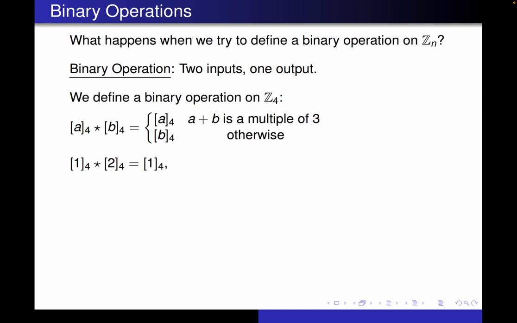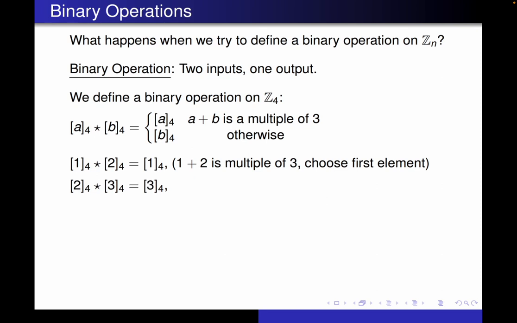Might have to think about that, but if you add the 1 plus the 2, you get a multiple of 3. You get literally 3. That means you choose the first one. That is bracket 1. And then if you do something like bracket 2 star bracket 3, we're going to end up with bracket 3 this time, and the way you get that is you add the 2 and the 3. That gives you 5, which is not a multiple of 3, so you choose the second element, bracket 3.